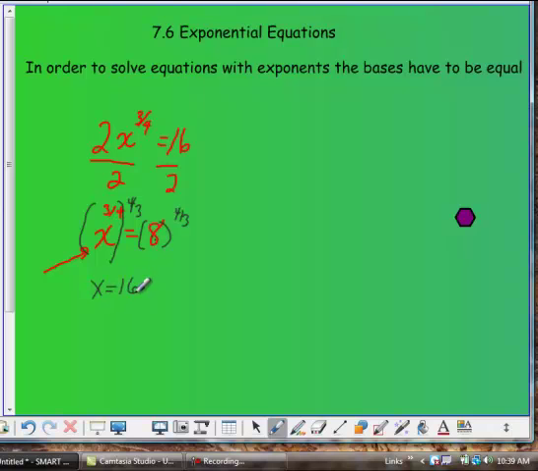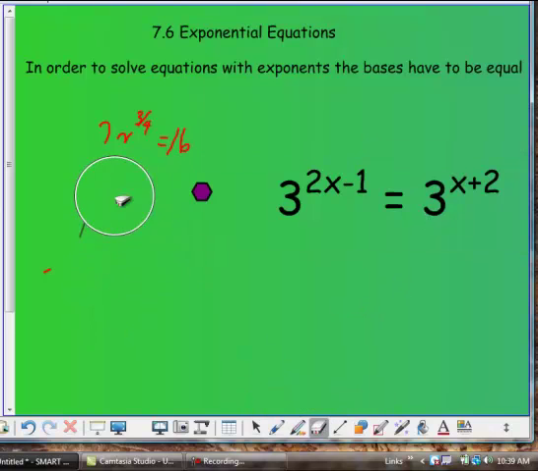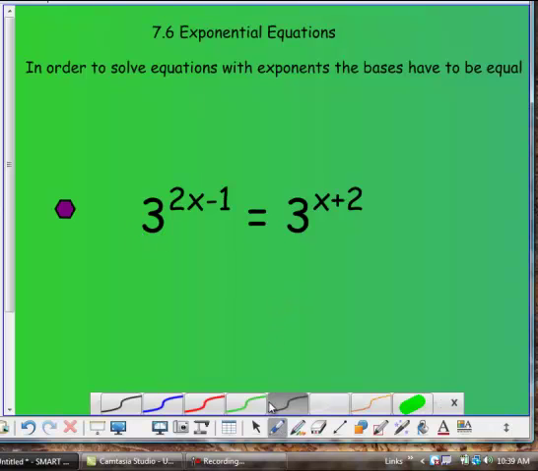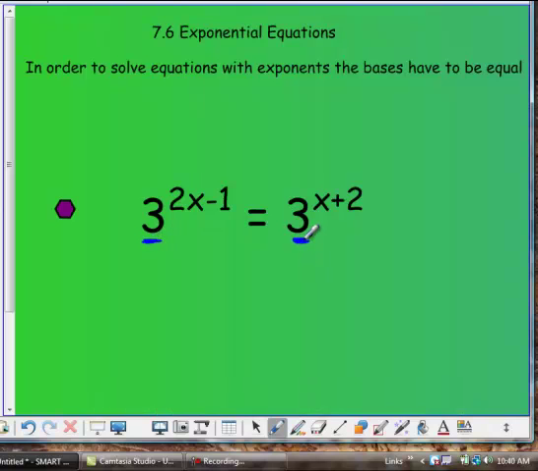But today we're going to be a little different, and as you're going to see, our bases are going to be known, but our exponents are going to be unknown. So we have to handle that a little differently. The first thing you have to realize is that in order to solve equations with exponents, the bases have to be equal. So here my base is 3, and here my base is 3. So I'm a happy camper when the bases are equal.